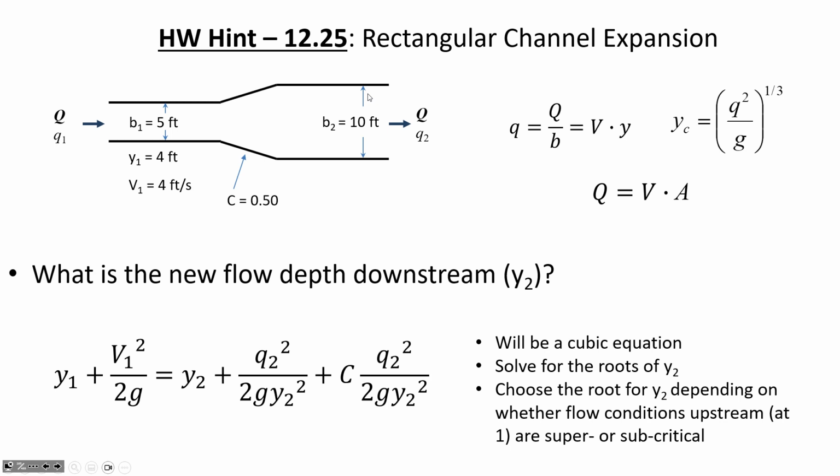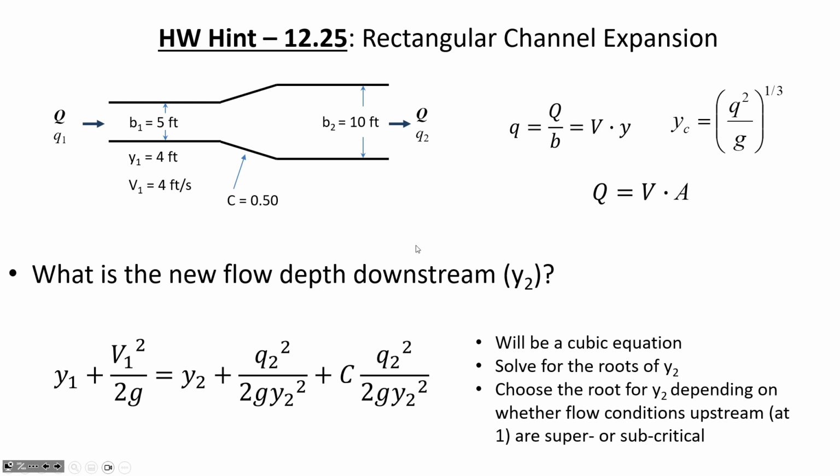So this is important. Flow per unit width at 1 is not the same as the flow per unit width at 2, because there are different widths. Upstream, the channel was 5 feet wide. Downstream, the channel width was 10 feet. So you'll have different flow per unit widths upstream and downstream.